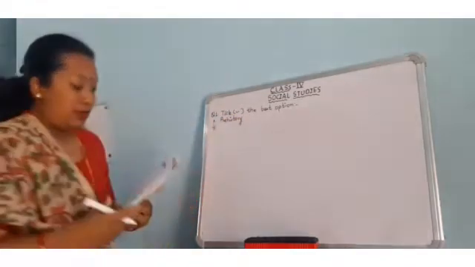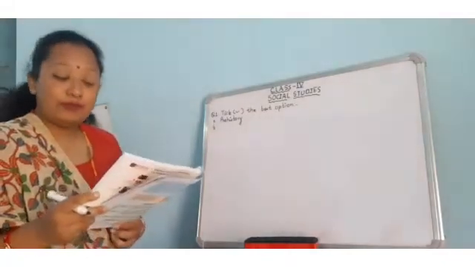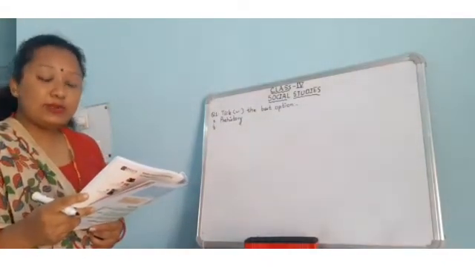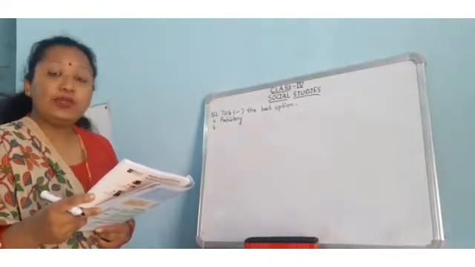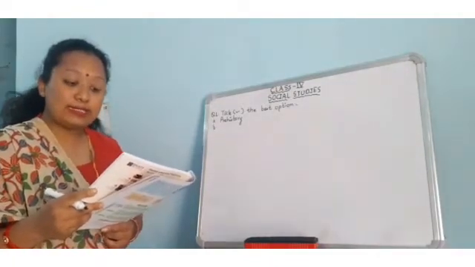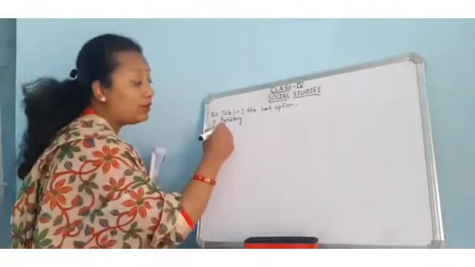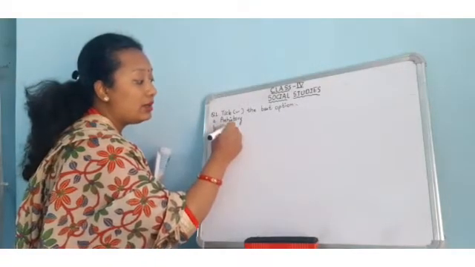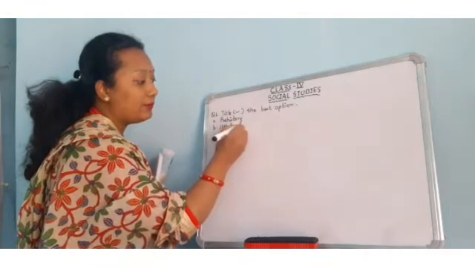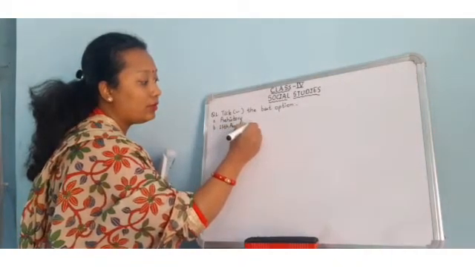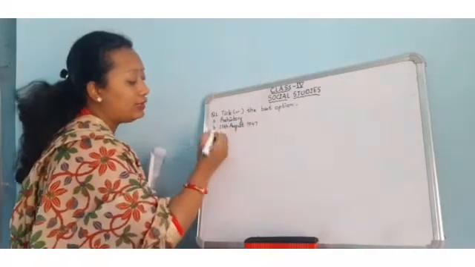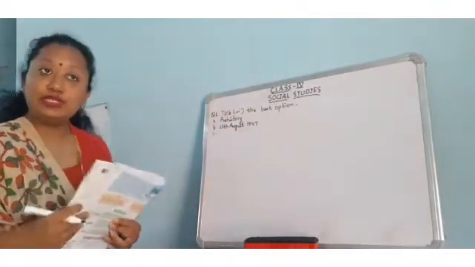Number B. British rule came to an end on 15th August 1947, 26 January 1950, 29th August 1951 and 2nd October 1969. So British rule came to an end on 15th August 1947. On this day our country got independence from the British rule.